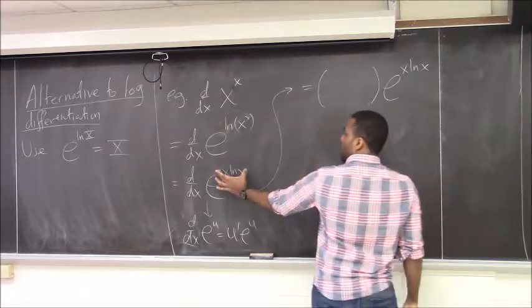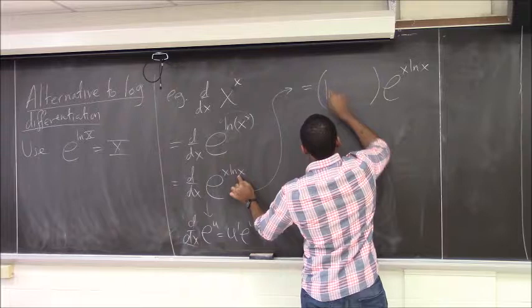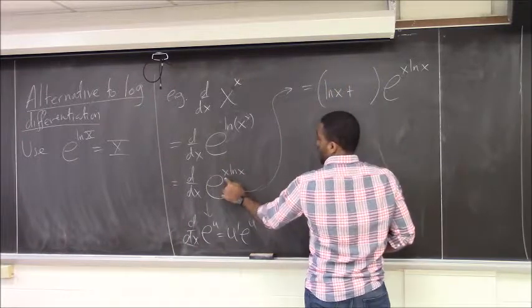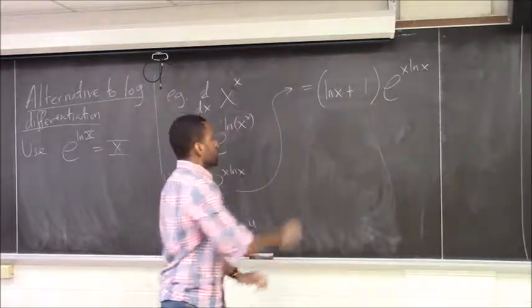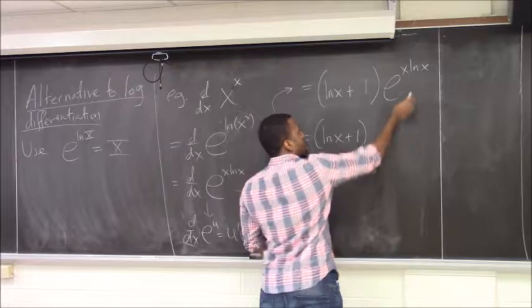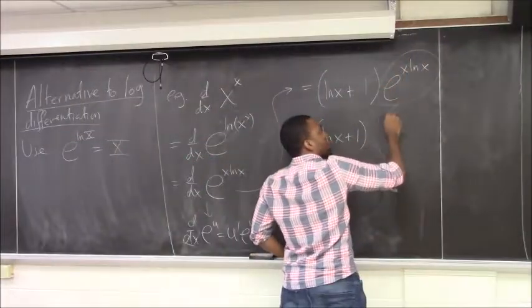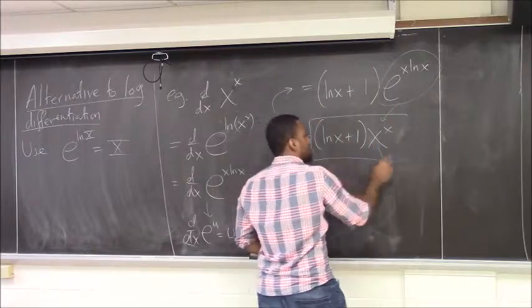The derivative of the power, I would do the product rule. So differentiate the x, leave the ln, plus leave the x, differentiate the ln, and you get 1. And this guy was just you rewriting the original function, so that just becomes x to the x again. And so that's your answer.